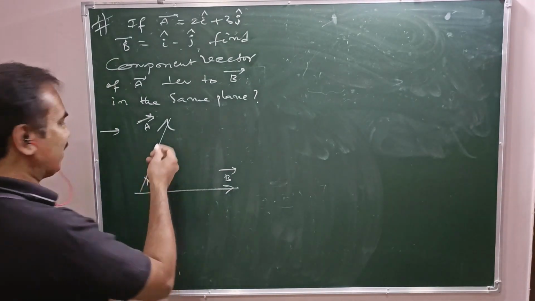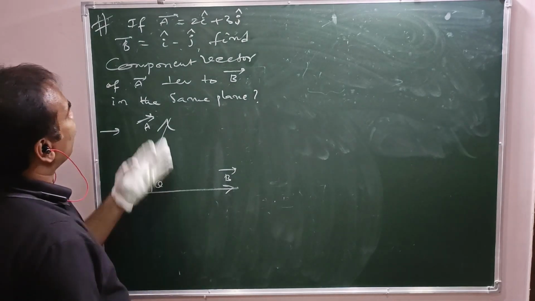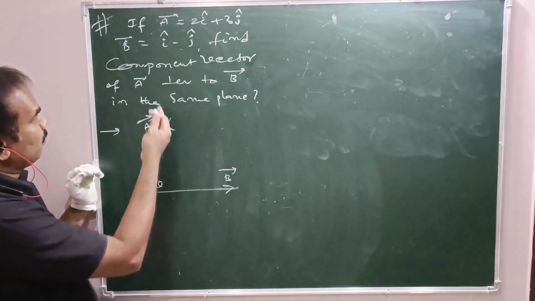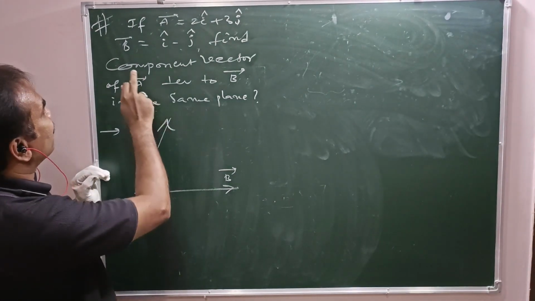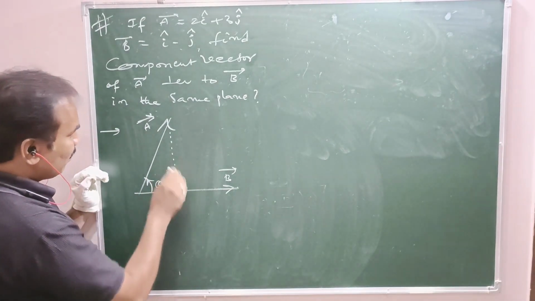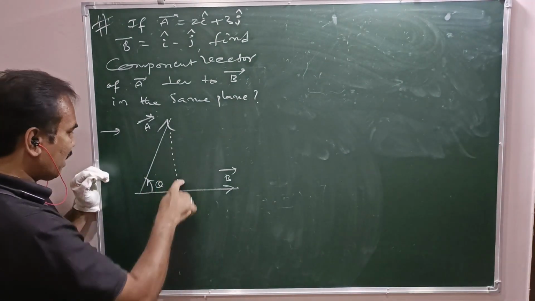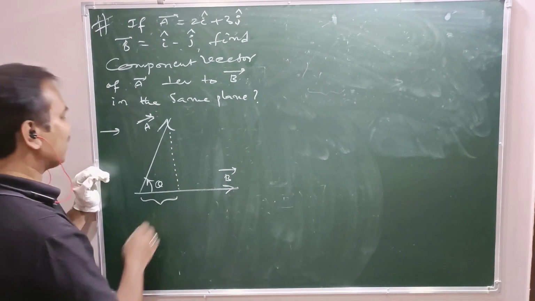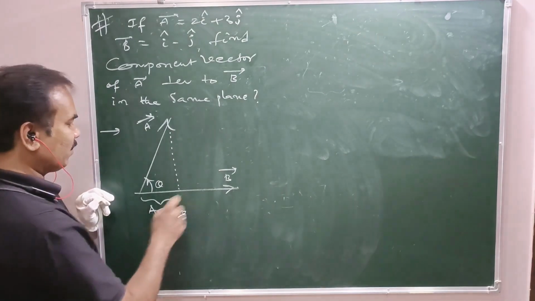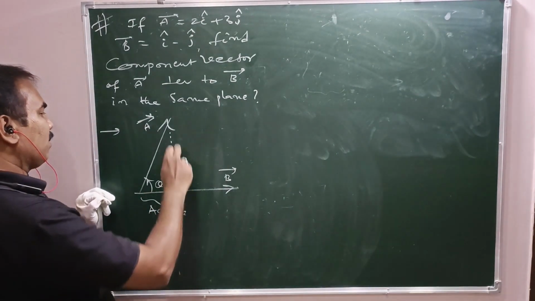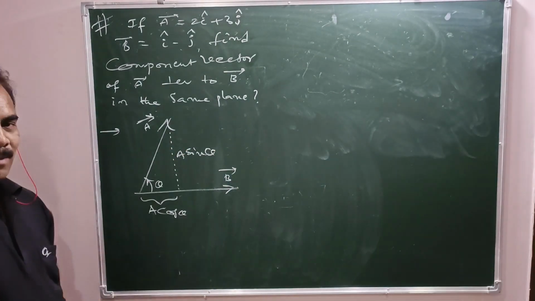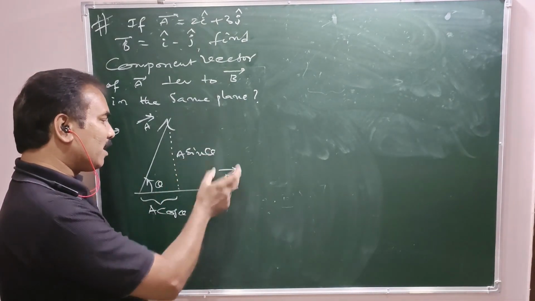Let theta be the angle between these two vectors. Now we need to find a component vector. Before that, we need to express the component of A bar perpendicular to B bar. If I take one normal from the tip of A bar onto B bar, this becomes the opposite side with respect to theta and this becomes the adjacent side. Adjacent side means A cos theta, which is in the direction of B bar. Opposite side means A sin theta, which is perpendicular to B bar.